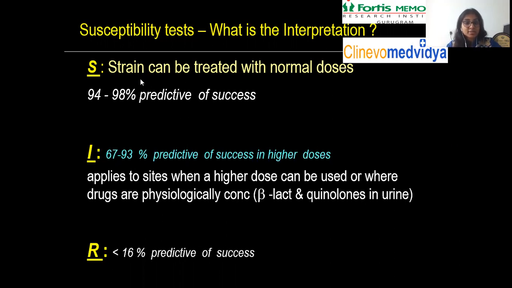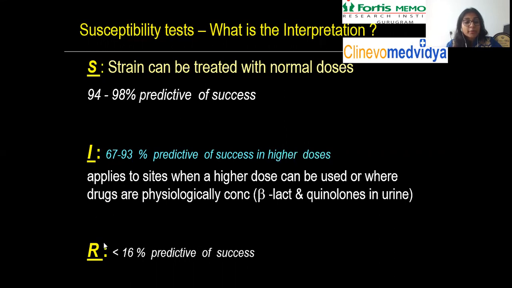It means that the chances of success are close to 94 to 98%. Now, when we talk about intermediate, the chances of achieving success are close to 60 to 70, 60 to 90%, and it depends upon the source control, as well as the concentration of antibiotic which is achieved at the site of infection. And sometimes, for example for urinary infections, beta lactams and quinolones, even if they are intermediate, can be effective because they achieve higher concentrations in the urine.